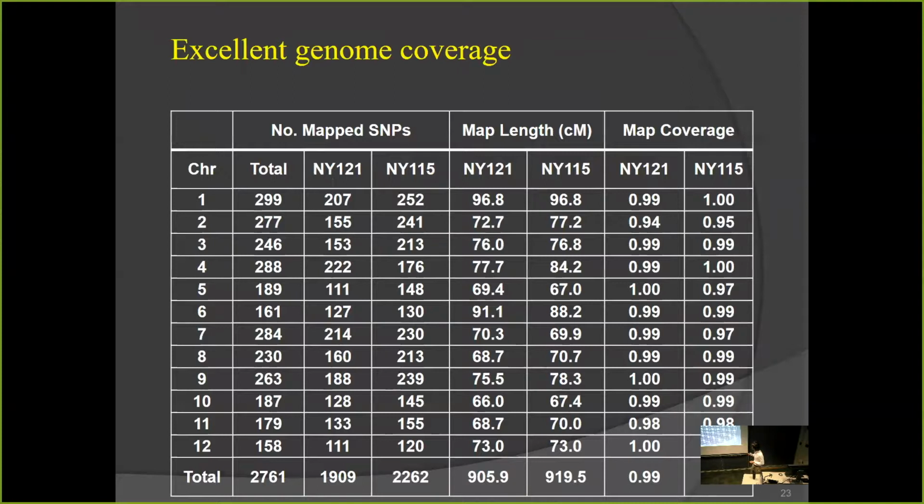And look at the map coverage. As you can see here, the majority of it is well covered by the SNP markers, around 99%. So as a result, I could get really excellent genome coverage.